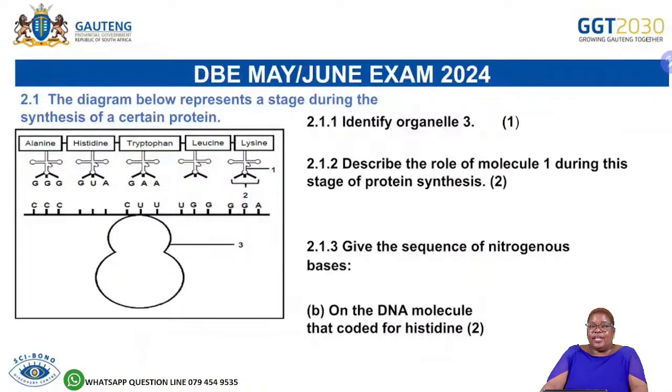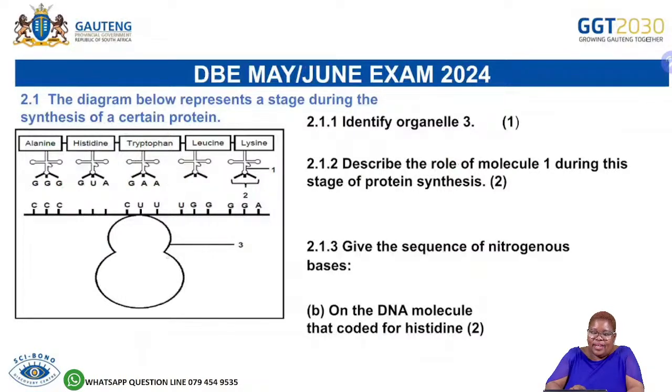DBE May June exam 2024. The diagram below represents a stage during synthesis of a certain protein. These questions are just repeated. Remember, I've given you a scenario of different questions. But then you take one, you can go with it, right? Now, this is a diagram representing a stage during synthesis of certain proteins, okay?